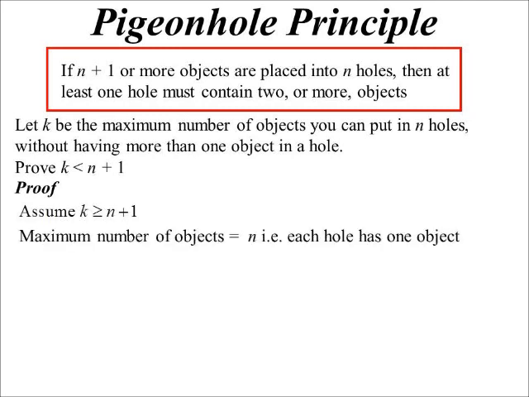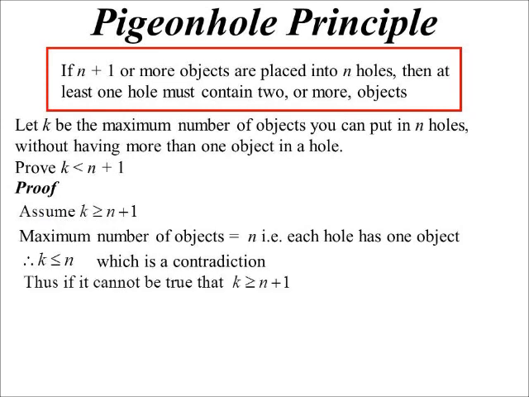So we know the maximum number of objects would be n. Each hole would have one object. So therefore k is less than or equal to n. But I just assumed that k was greater than or equal to n plus 1. So I get my contradiction straight away, really. Thus, it can't be true that k is greater than or equal to n plus 1, so k must be less than n plus 1. And if it's less than n plus 1, that's the same as saying less than or equal to n.